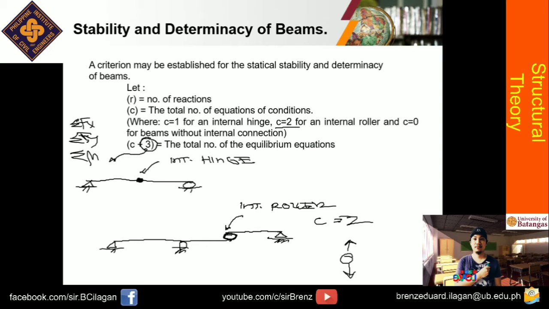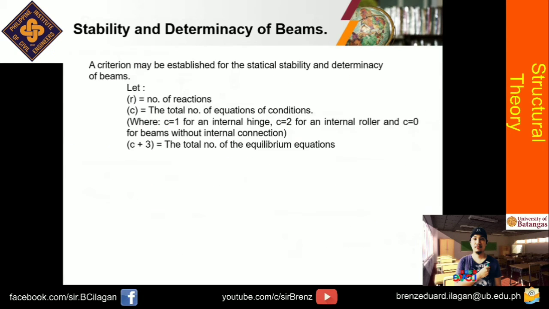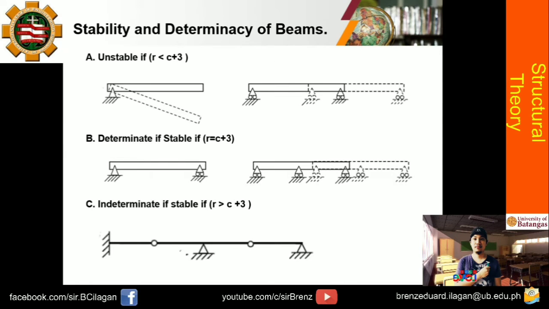Okay? So, let's solve some examples to know the category of the static stability and determinacy of beam. So for this, meron tayong tatlong category. So the first one, you have the unstable, kung saan the equation will be R is less than C plus 3. We have also the determinate if stable, if R is equals to C plus 3, and indeterminate if stable or R is greater than C plus 3.